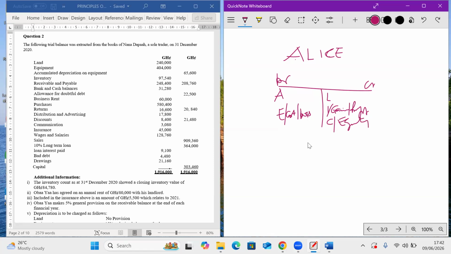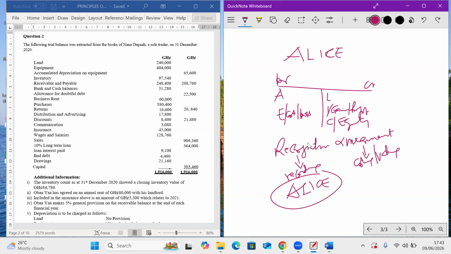Now, as I said, in accounting there is something called recognition and measurement. Every transaction in accounting must be recorded. Recognition is talking about recording it. Measurement means you are costing it or valuing it. So whatever transaction occurs, you have to record it under one of the five in Alice.